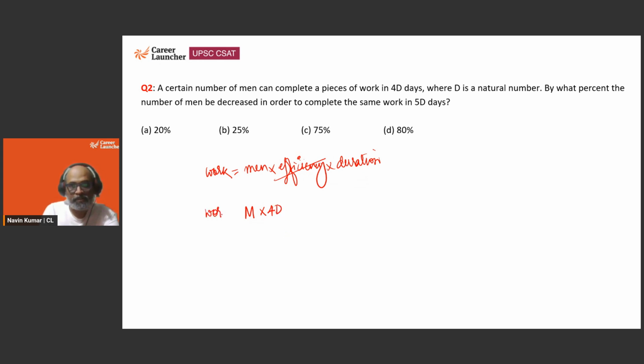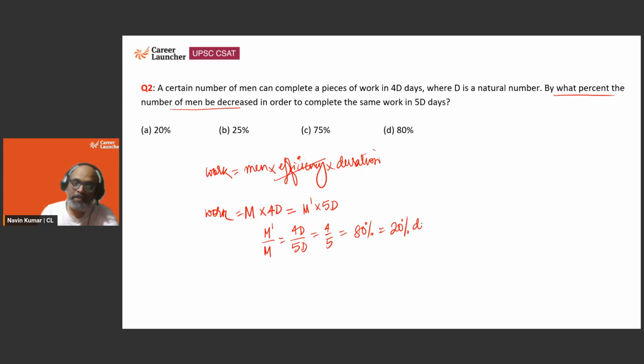The same work can be completed by a certain number of men in 50 days. So we need to find out by what percent the number of men are going to decrease. Basically we are supposed to find out m dash upon m, which will give us 4d upon 5d, which is 4 by 5, which is nothing but 80%. So 80% means that we will have to decrease the number of men by 20%. Straightforward. Not much complicated, simple way.